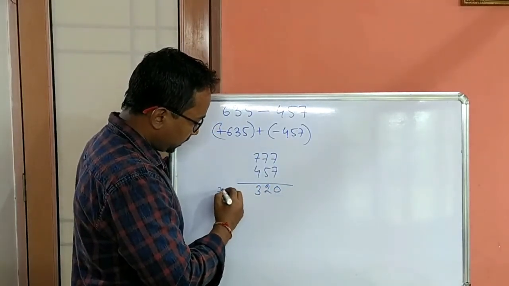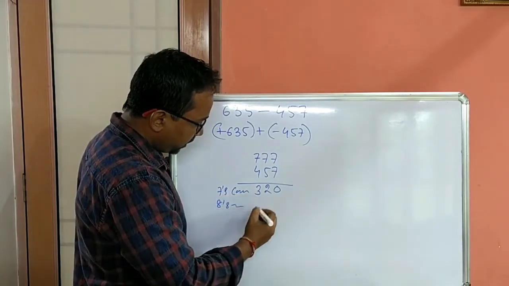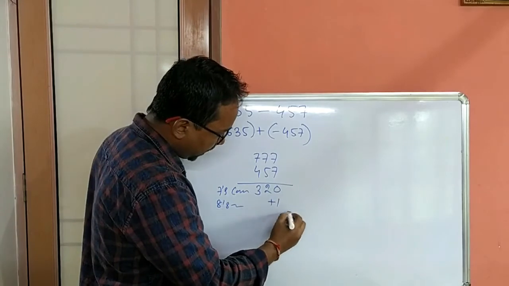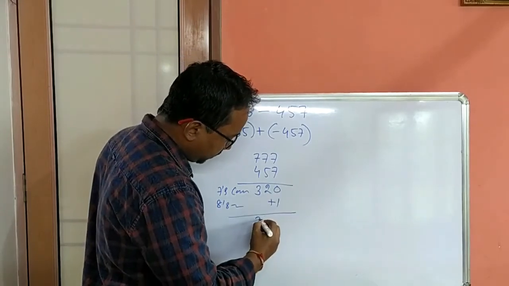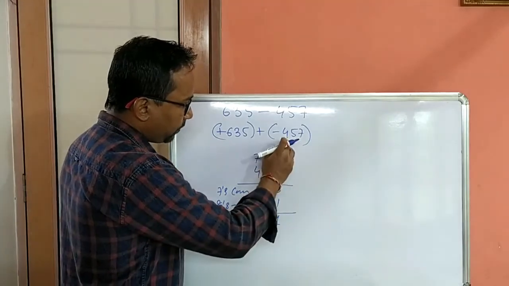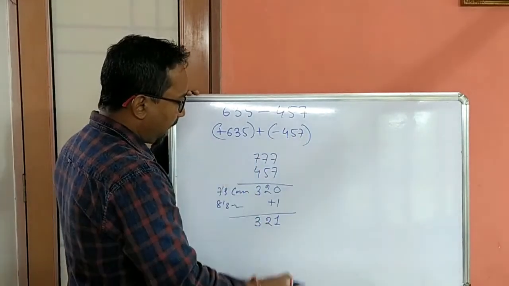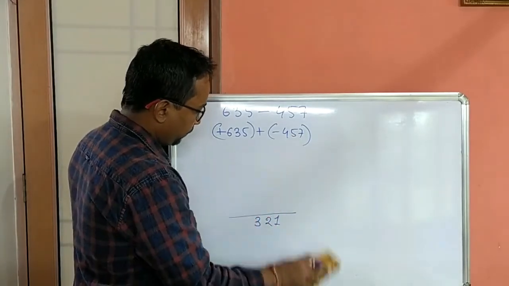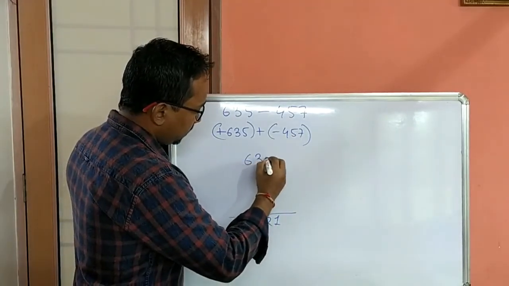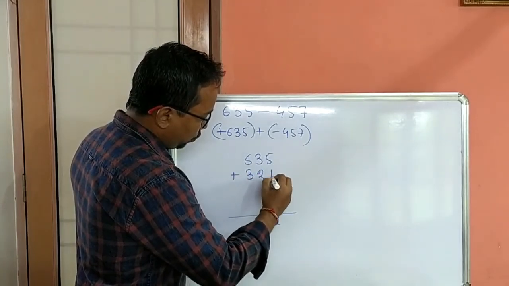This is the 7's complement. Now the 8's complement of this number is plus 1. So here we are getting 321. This is the 8's complement of octal 457, which is negative 457. So this number we have to add with this number: 635 plus 321.